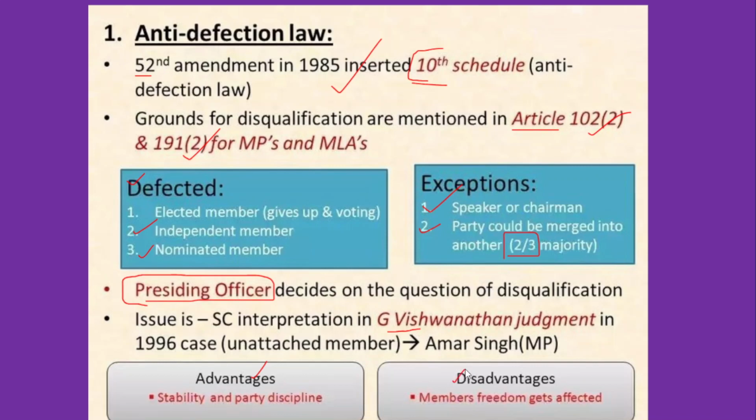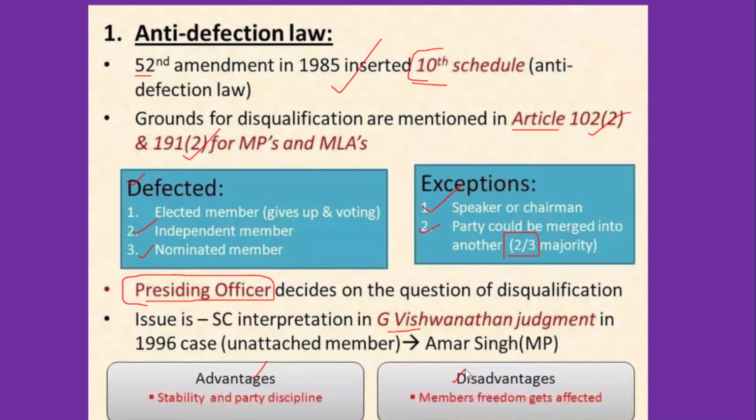However, there are certain disadvantages as well. There's no timeline for the speaker to decide on anti-defection cases. The members' freedom is also affected because they have to act as per the will of the political party or the whip. So it affects their freedom. And the anti-defection law has not mandated any time limit within which the speaker has to take a decision.